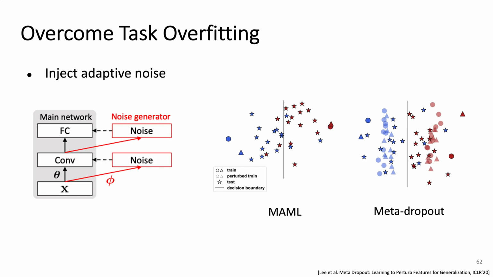Their solution works very well compared with MAML, so they have a better boundary. So we have several data samples, and this is for their perturbed training, and it seems they also increase the samples with the perturbation, and they will find a better boundary. So this is also a way to overcome task overfitting, by introducing more noise to perturb it, and it's motivated by dropout. So they call it meta dropout.